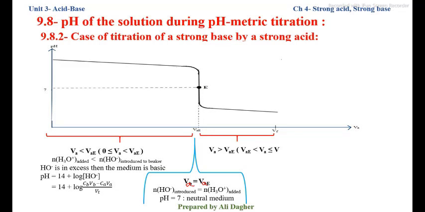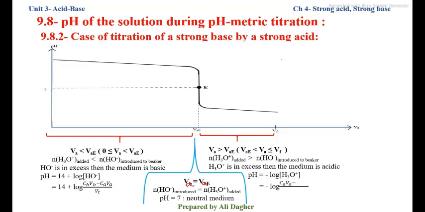After the equivalence, the volume of acid added is bigger than VAE, then H3O+ remains in solution without reaction, and the medium is acidic. H3O+ added is bigger than HO- introduced, and therefore the medium is acidic. H3O+ is in excess. Then pH equals minus log concentration of H3O+. Concentration of H3O+ equals number of moles of H3O+ left over V total.